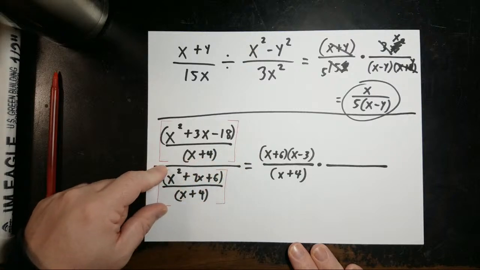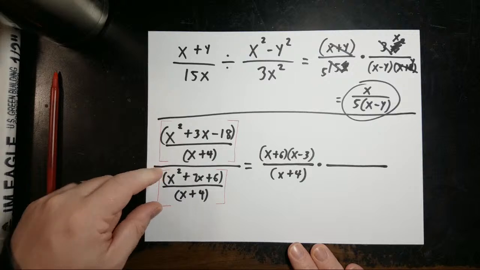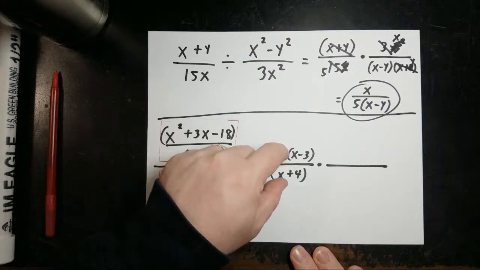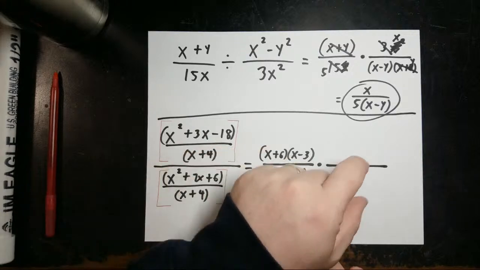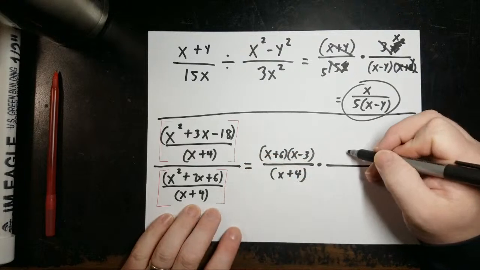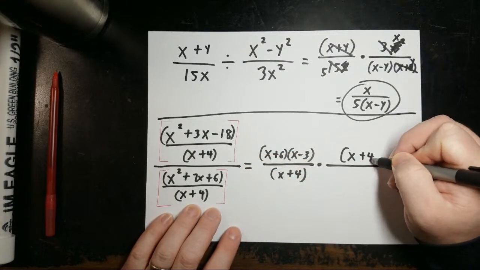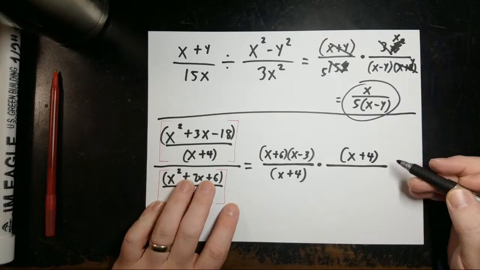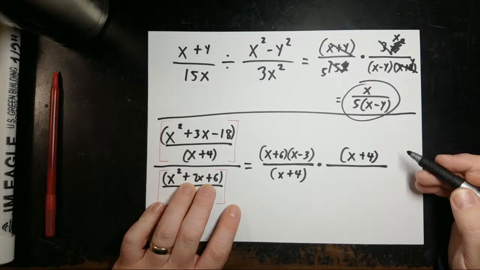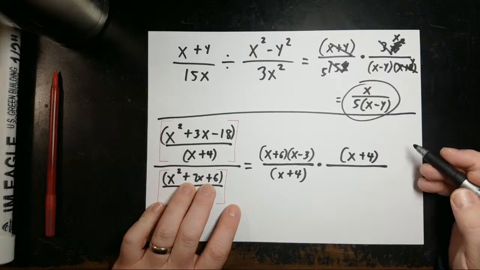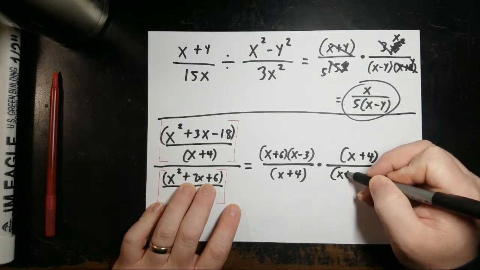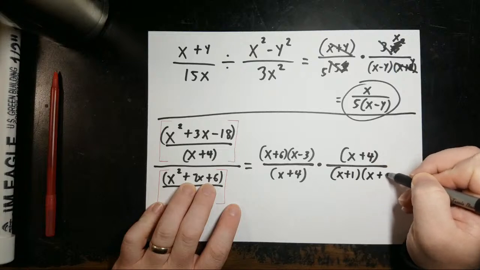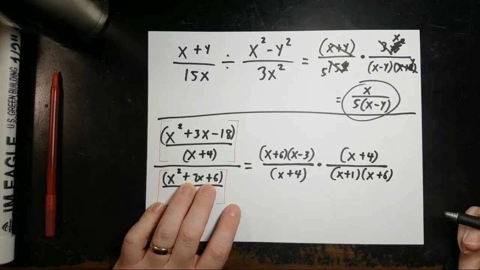Now, like I said, I am going to do a little keep, change, flip action going on here. Keep, change, flip. So the top of this fraction is now an x plus 4. The bottom of this fraction is going to be whatever this quadratic, this x squared plus 7x plus 6, should become, which is x plus 1, x plus 6. They multiply to 6 and add up to 7.